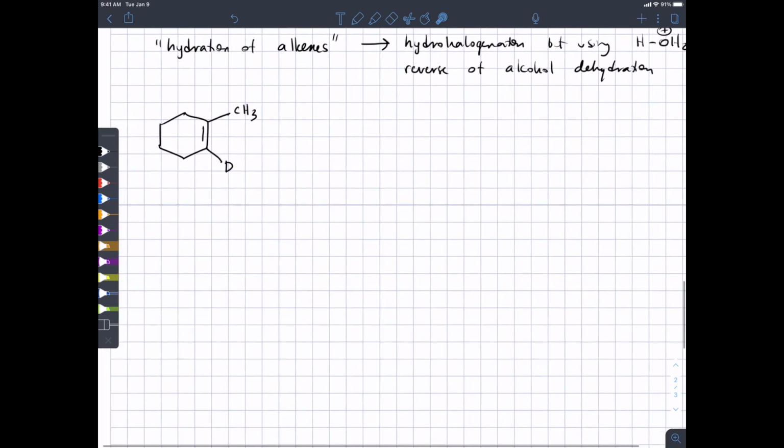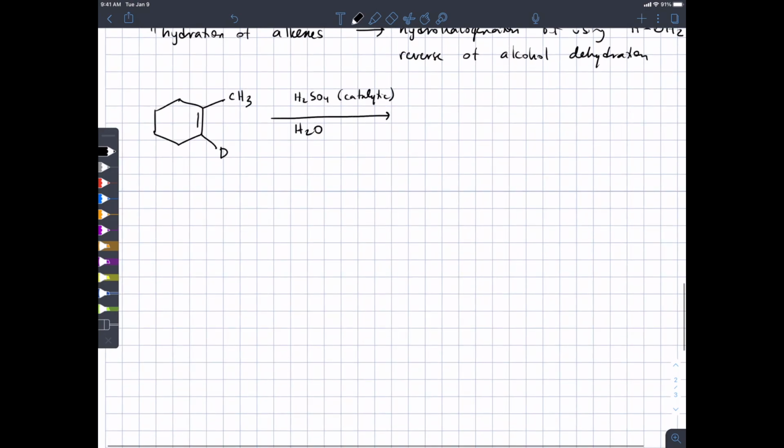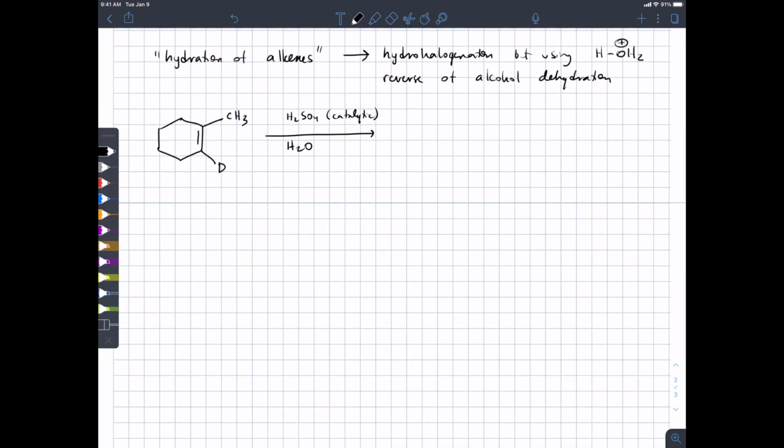All right, so you use a catalytic amount of H2SO4 in water. Water's your solvent here. It happens to be present in excess, and that actually helps us get to the desired products.